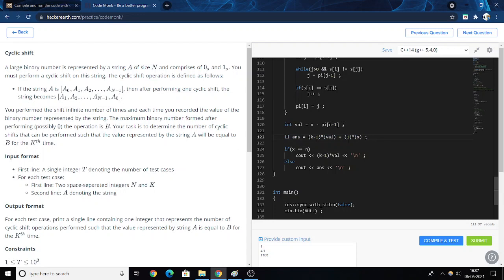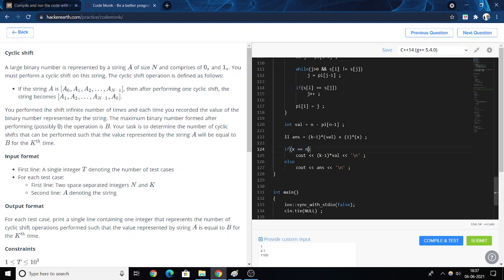We see the answer is just 1 into x. So this x is basically the number of operations I had to do to get that b for the first time. And after you got that string for the first time, this val is basically the period of the string. For the next k minus 1 times, you just have to perform this number of operations, and you will get this. So this is my answer, right?